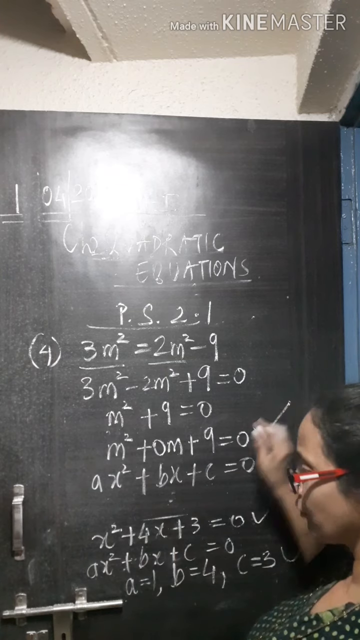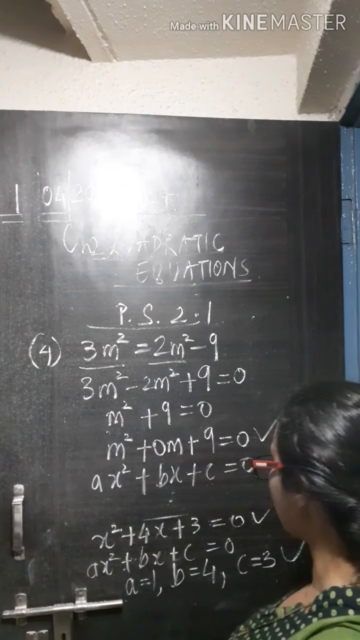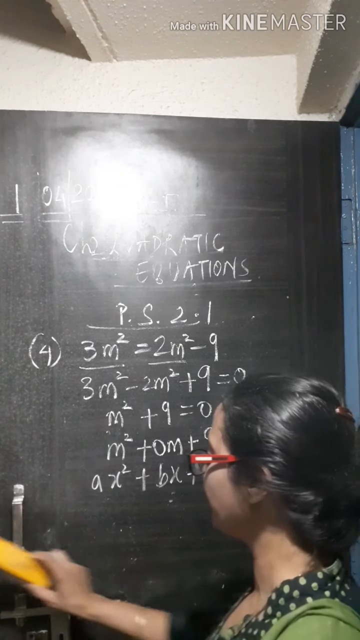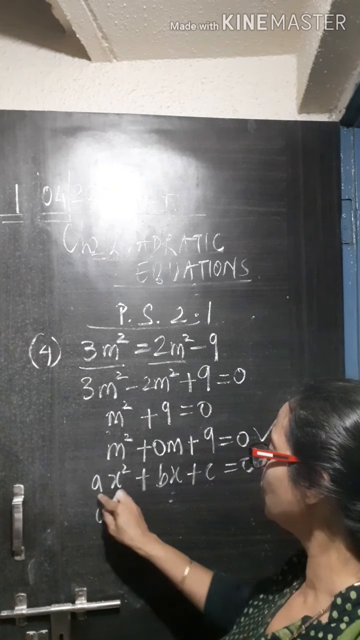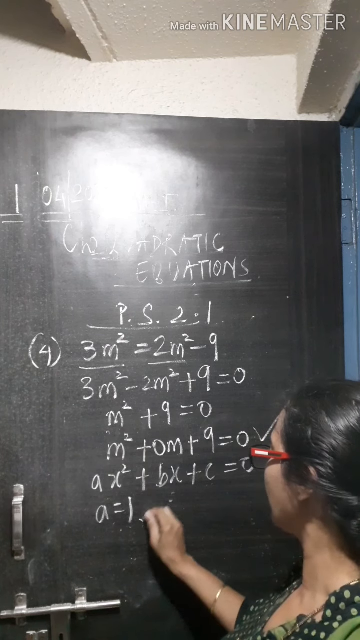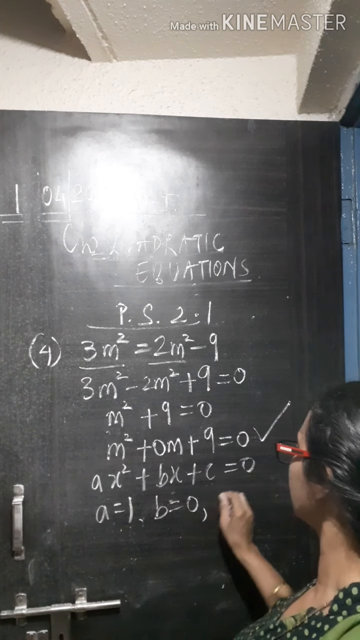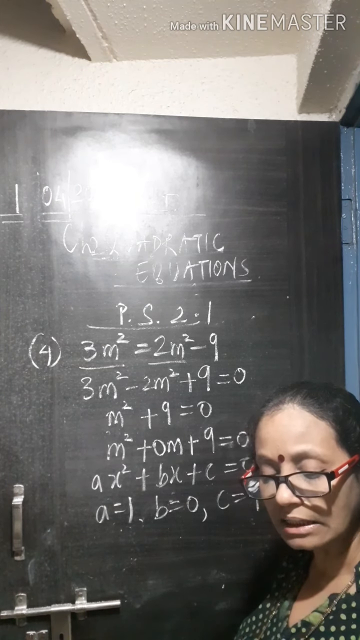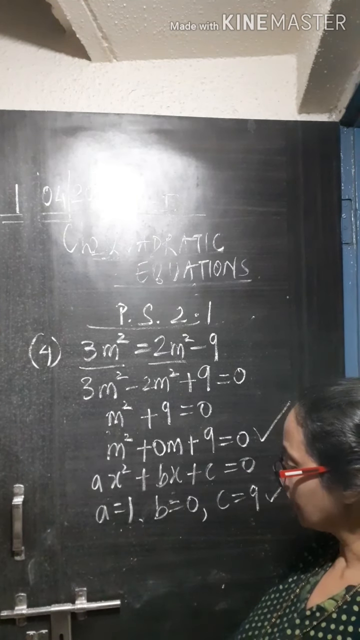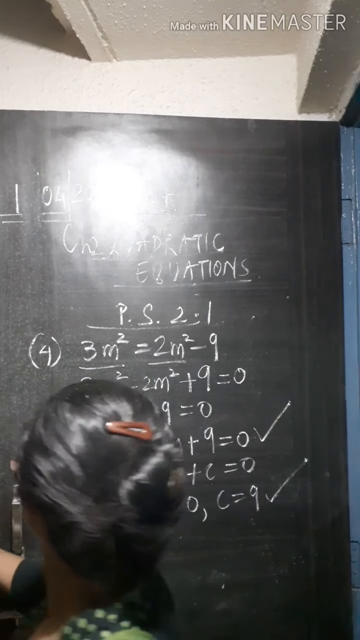So again this is the standard form of the equation I have got, and again I am going to write down, by comparing with the standard form, what the a, b, c values are. a is equal to 1, then b is equal to 0, and c is equal to 9. So I got the a, b, c values also. Is that clear to you? So the fourth question we have done, and the fifth question let us solve.